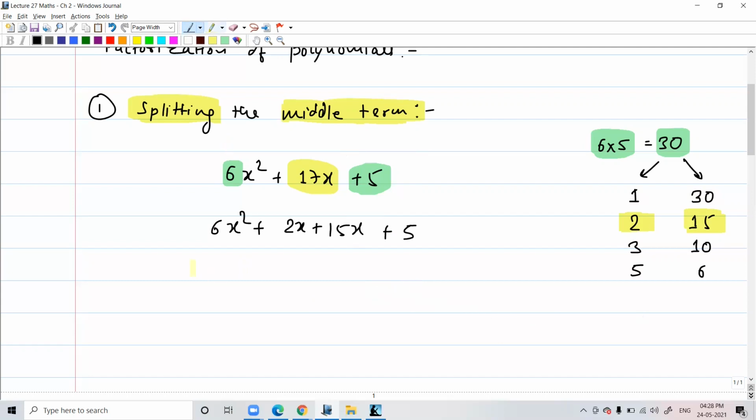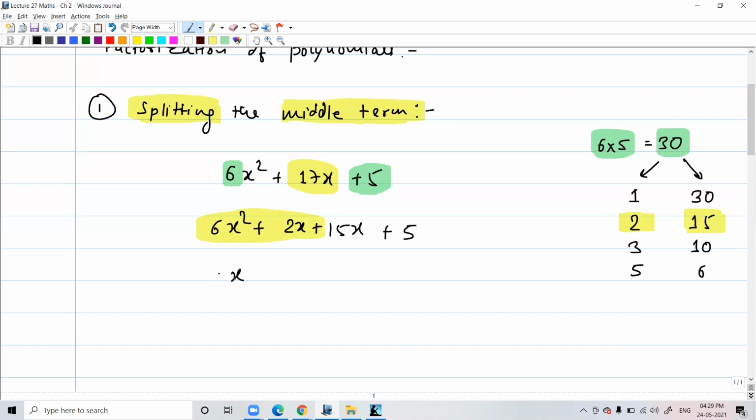Now we are going to the third stage of this question. Now we need to pick the pairs, like the first two terms you take and you find what is common between them. Look at 6x squared and 2x. Sir, x is common, sir. X is common, but is there anything else also common? 2, sir. And 2 is also common. So we take 2x common.